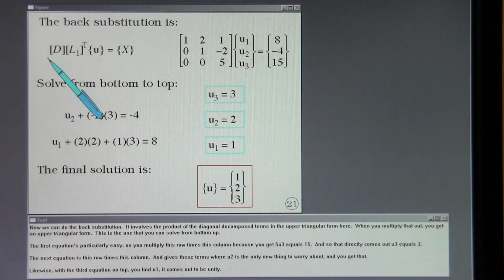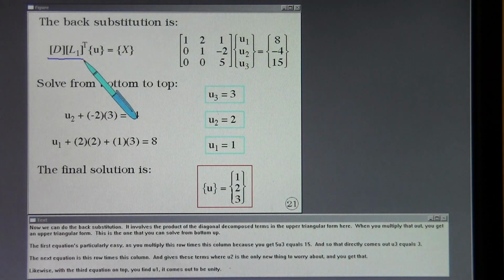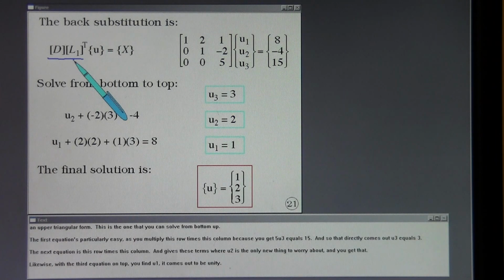It involves the product of the diagonal decomposed terms and the upper triangular form here. When you multiply that out, you get an upper triangular form. This is the one that you can solve from bottom up.